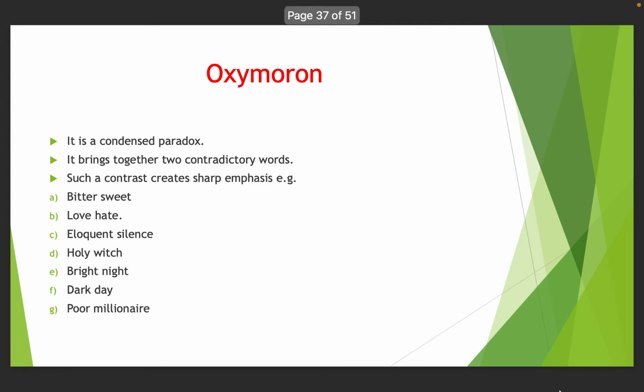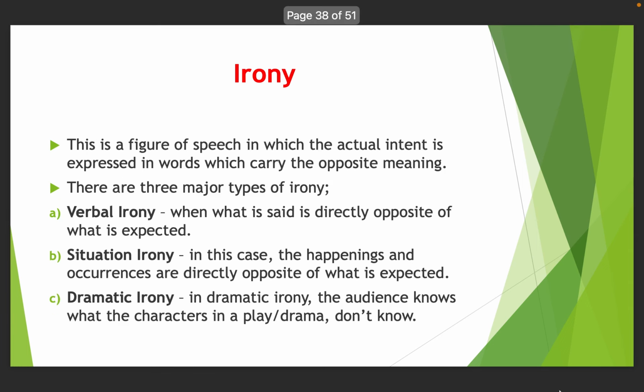Oxymoron. It is a condensed paradox. It brings together two contradictory words. Such a contrast creates sharp emphasis, e.g. A. Bittersweet. B. Love-hate. C. Eloquent silence. D. Holy witch. E. Bright night. F. Dark day. G. Poor millionaire.